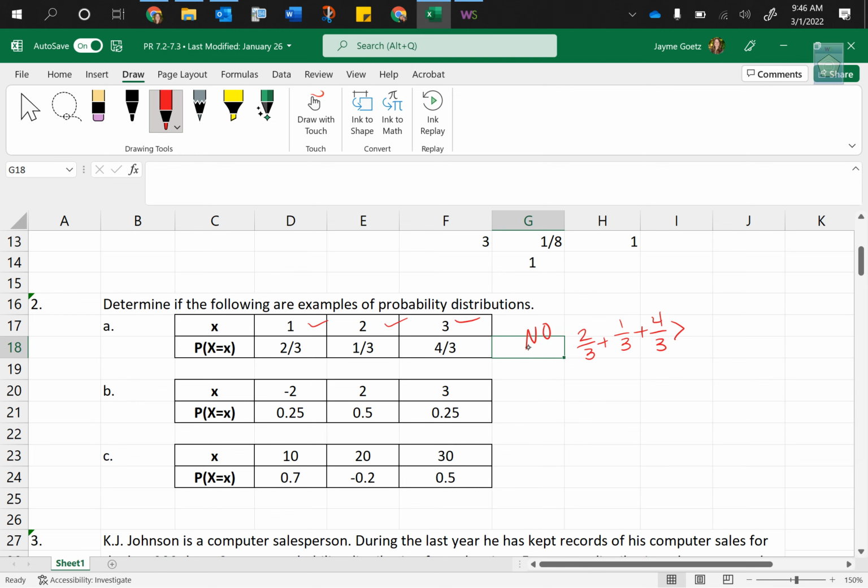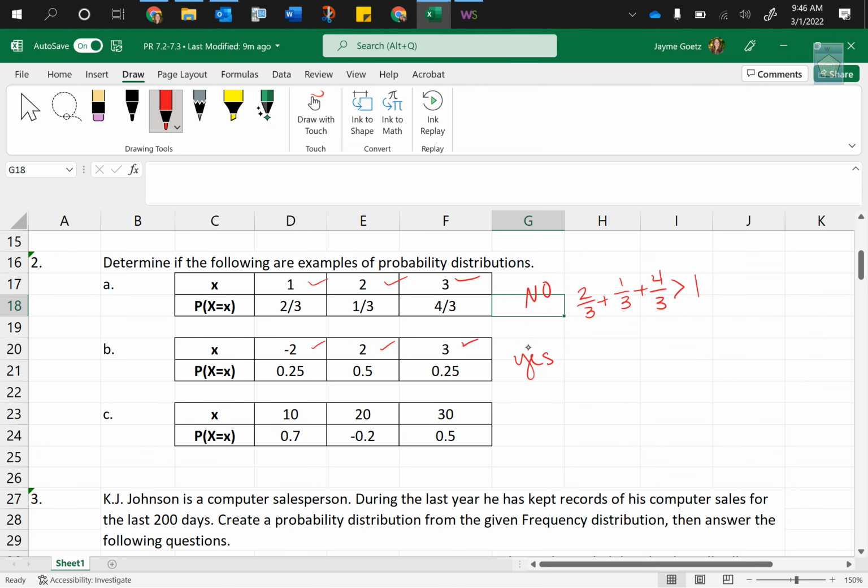So if I take 0.25 plus 0.5 plus 0.25, do they equal 1? So that's good. Then I need to focus on each one individually. Is each one of these probabilities individually in between 0 and 1? Yes. So this can be a probability distribution. Okay? This can be a probability distribution.